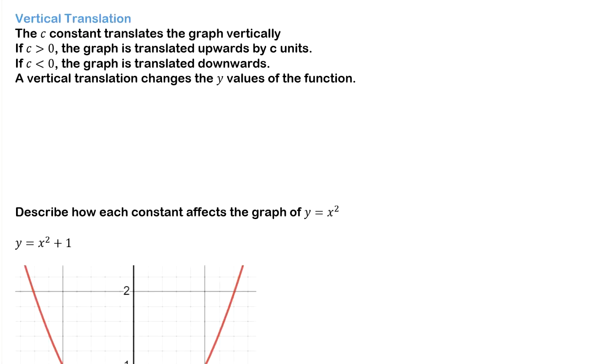To summarize, a vertical translation, the c constant translates the graph vertically. If c is greater than 0, the graph is translated upwards by c units. If c is less than 0, the graph is translated downwards. A vertical translation changes the y values of the function.